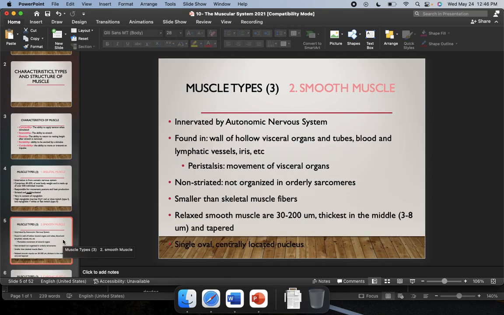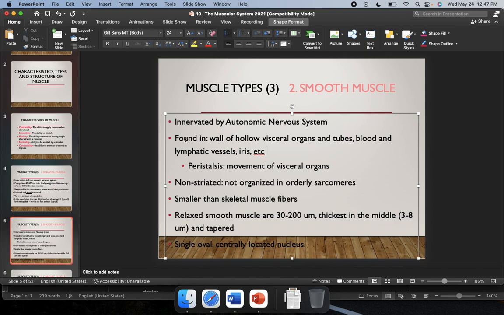Moving into smooth muscle. Smooth muscle is innervated by the autonomic nervous system. What does this mean? It means that we don't generally have control over this. Smooth muscle is found in the wall of hollow visceral organs, tubes, and vessels, blood and lymphatic vessels.